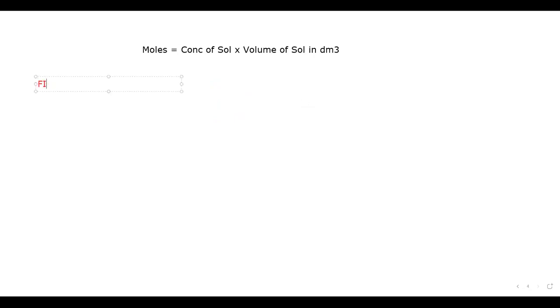So find the moles of sodium hydroxide of concentration 3 mole per dm cube and volume is 250 centimeter cube.